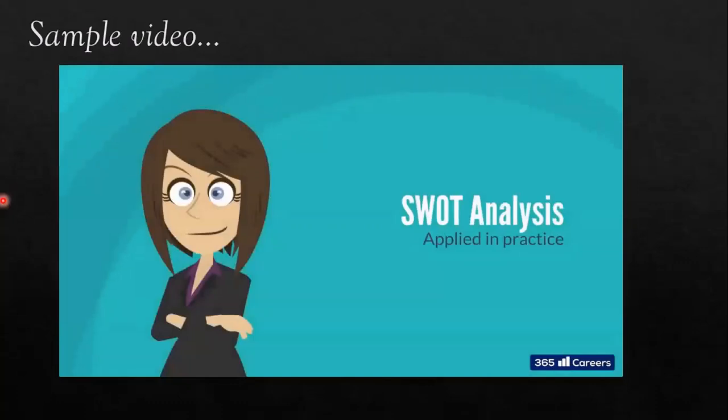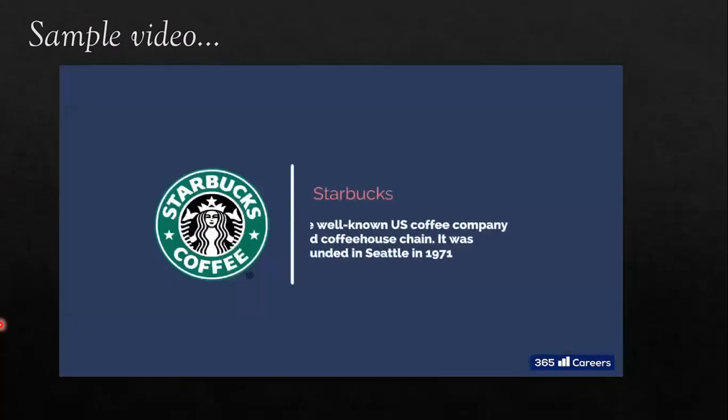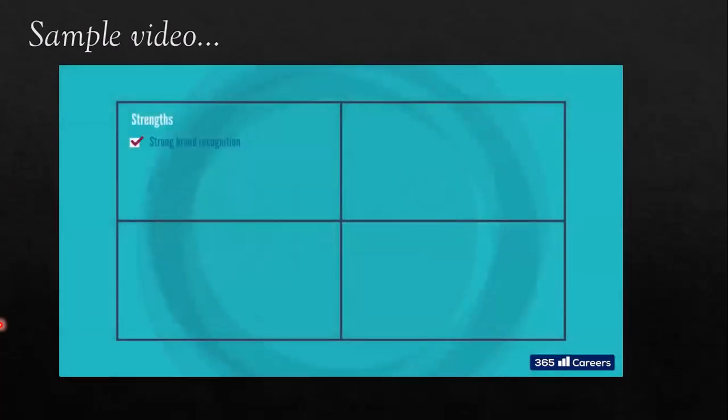Okay, great. So in this lesson, our goal would be to apply the SWOT framework in practice. Shouldn't be that difficult, right? The company we'll examine is Starbucks, the well-known U.S. coffee company and coffeehouse chain. It was founded in Seattle in 1971 and operates in several countries around the world. Let's start with the company's strengths.